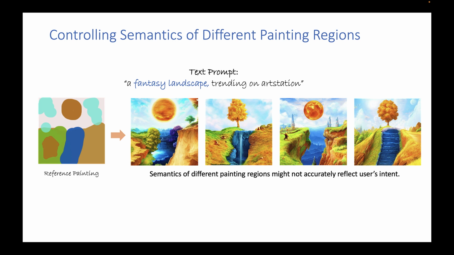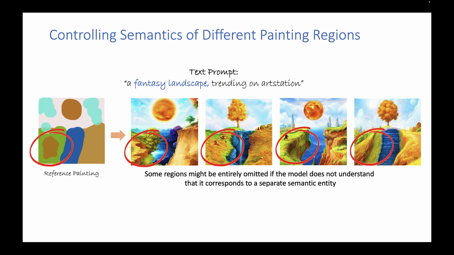For instance, in this example, the yellow region in the sky can also be inferred as a yellow-orange tree instead of the sun. Similarly, certain painting regions might be entirely omitted if the model does not understand that it corresponds to a separate semantic entity.